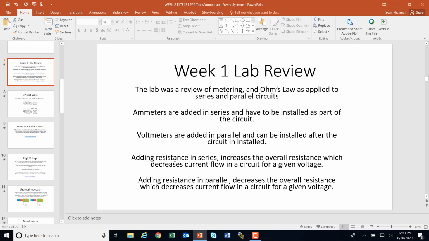A big thing that we learned, that we'll be talking about more here, is that adding resistance in series increases the resistance, which decreases the current flow in a circuit for a given voltage. And when we add resistance in parallel, it did the opposite. It decreases the resistance and increases the current flow in a circuit for a given voltage. So that was the effect of adding resistance in series and parallel.